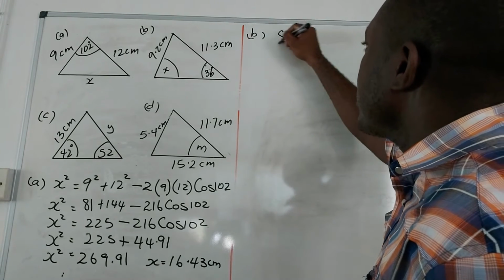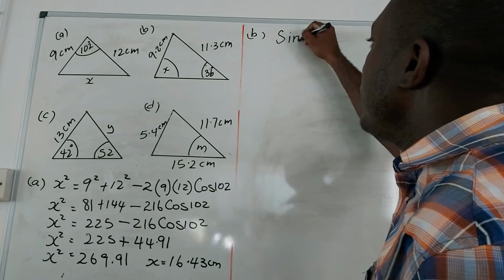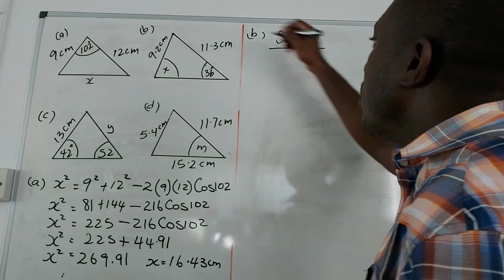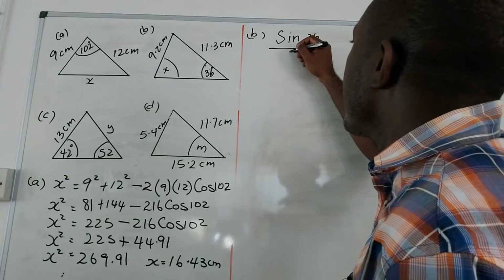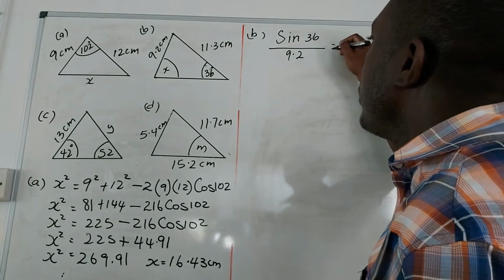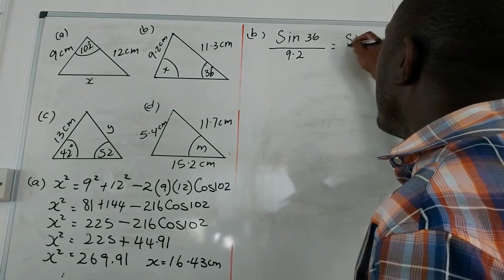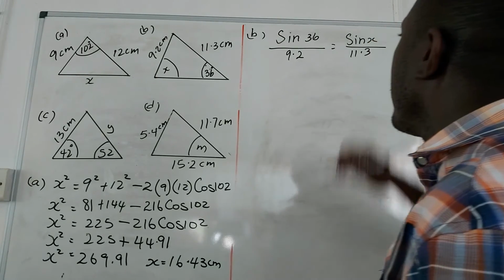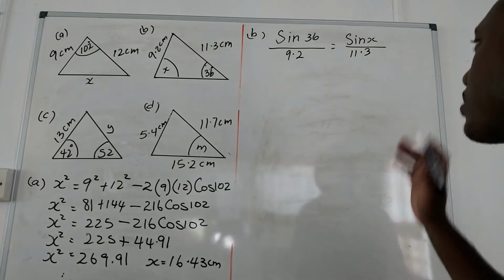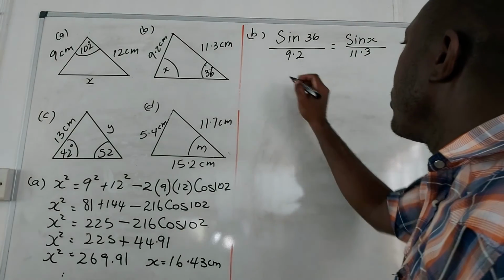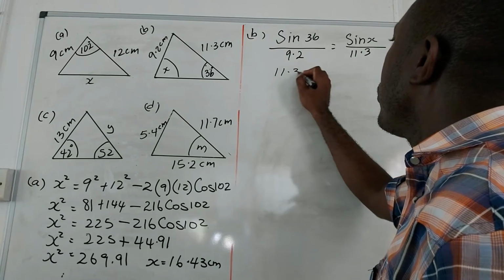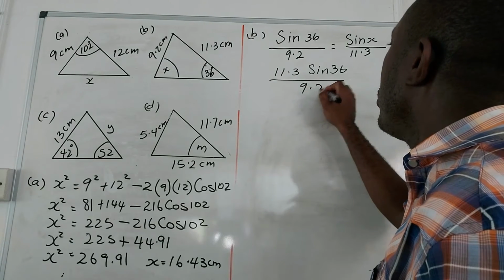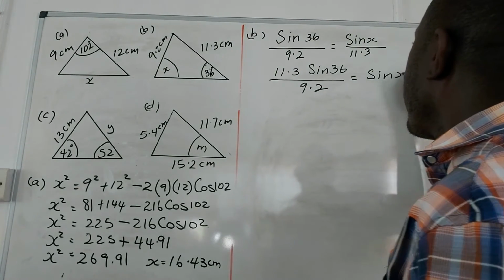So sine, start with the given one, sine 36 over the side opposite 36, 9.2 is equal to sine x over the side opposite x, 11.3. So we transpose to make sine x our subject. So 11.3 times sine 36 over 9.2 is equal to sine x.